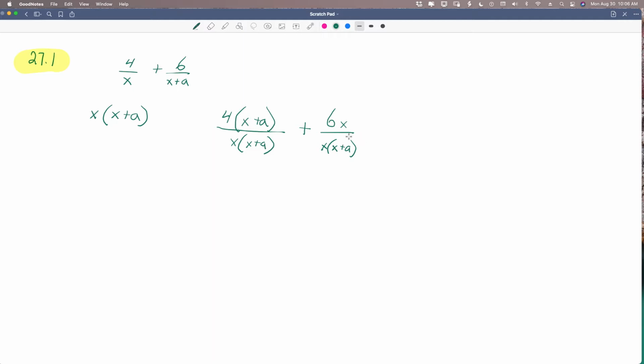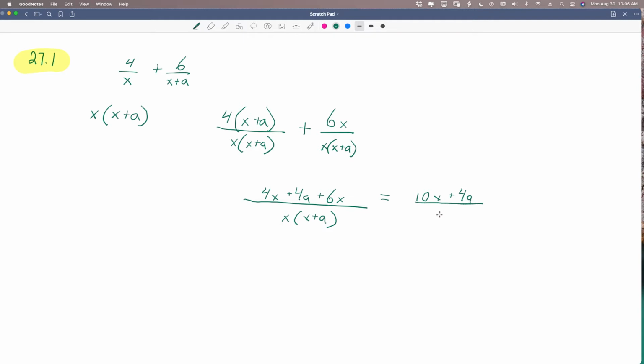So we can add them together, and what we would do in that regard is we would put them all on the same line, like this, and we would put x times x plus a as the denominator. And then we would use our distribution powers and go ahead and distribute here. So that would be 4x. 4 times a would be plus 4a because they're both positive. And then this would be plus 6x. Well, now we have like terms that we can smush or squish together. So that's going to equal 10x plus 4a.